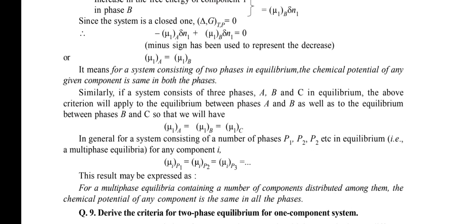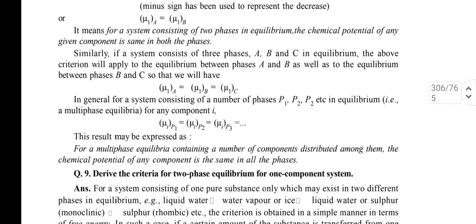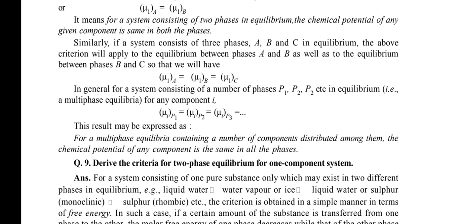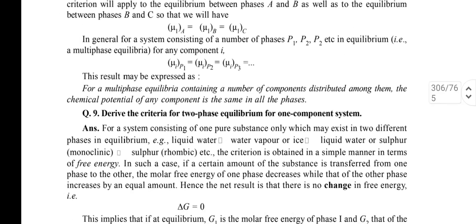In general, for a system consisting of a number of phases P1, P2, P3, etc. in equilibrium, for any component i, mu i in P1 equals mu i in P2 equals mu i in P3. This result may be expressed as: for a multiphase equilibrium containing a number of components distributed among them, the chemical potential of any component is the same in all phases.